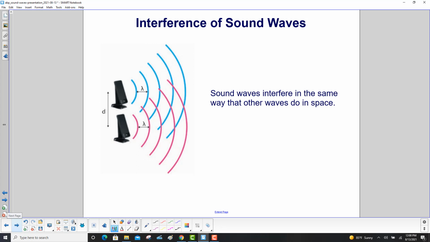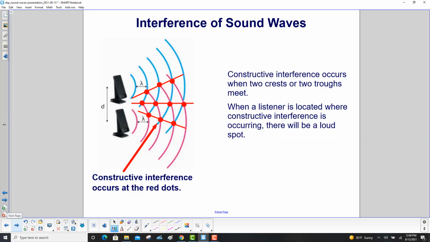Let's look at this same phenomenon in a little different way. Sound waves interfere in the same way that other waves do in space, like water waves. Constructive interference occurs when two crests, or peaks, or two troughs meet. When a listener is located where constructive interference is occurring, there will be a loud spot. So in our example over here, the blue waves are emanating from this speaker, and the purple ones are coming from this one. And they interfere where they touch. These points here, where they're interfering, we're calling constructive interference, and you will get maximum sound there.